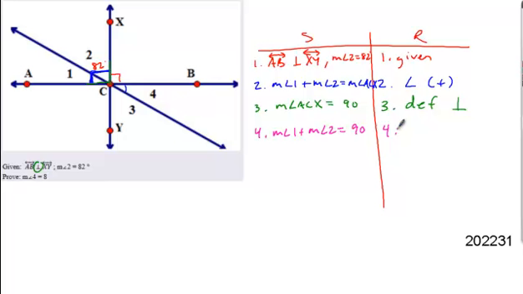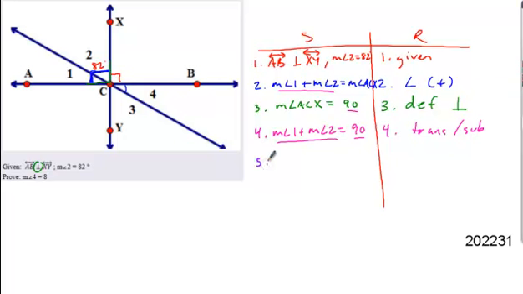And what allows me to create statement 4 from the stuff earlier, from statements 1, 2, and 3? Do I have angle 2, or angle 1 plus angle 2 and 90 earlier in my proof? I have angle 1 plus angle 2. I also have 90. And so this is going to be transitive property or substitution. Okay, so I can continue to build this.